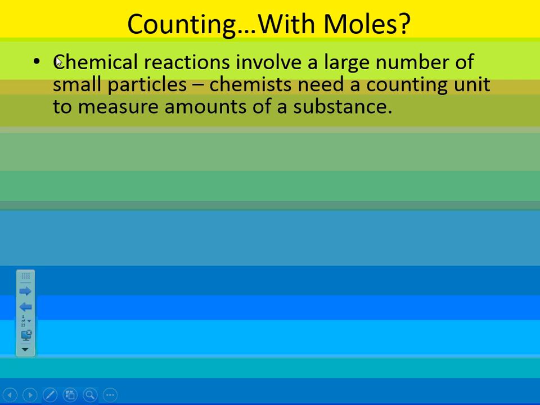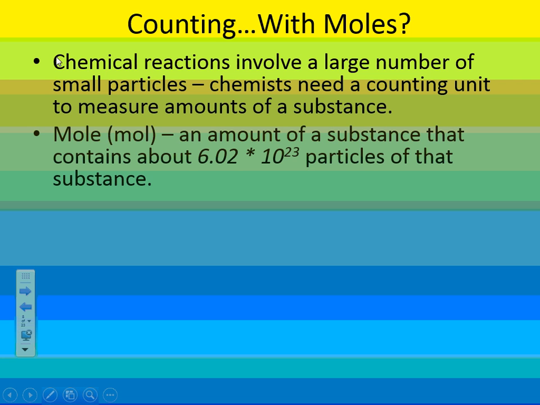Well, that's just the unit we use to measure chemical substances. So in your baking, you use cups or teaspoons or tablespoons. Chemists use moles. Now, what is a mole? A mole is equal to two things, and this is a key. 1 mole of any substance contains 6.02 times 10 to the 23rd particles.